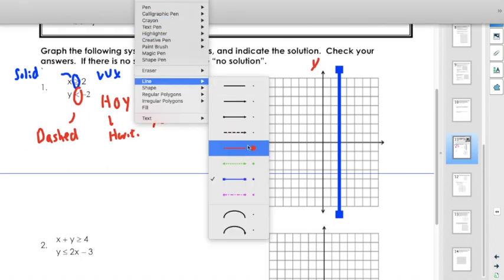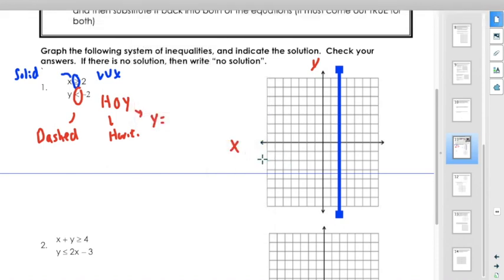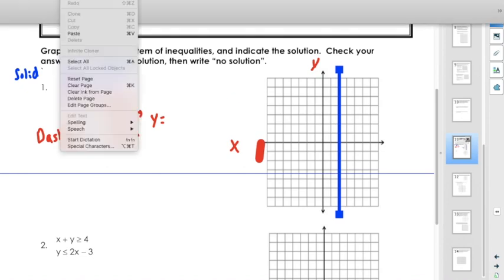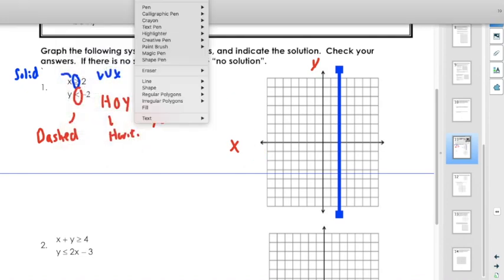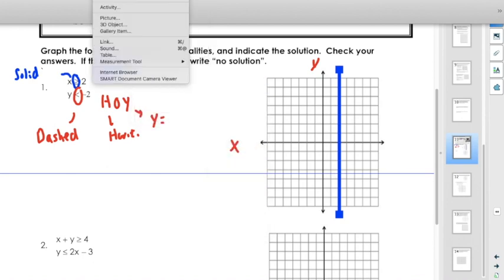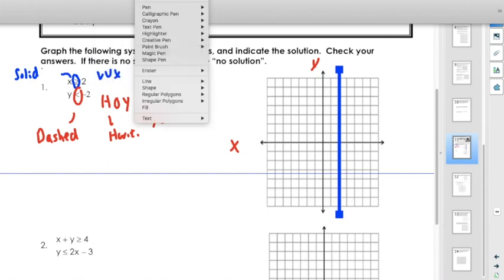So I'm going back to my line. I'm going to use this. Negative 2, holy cow. We don't want that. That looks awful. I wonder if there's another way I could. Doesn't look like I can. But not a huge deal.